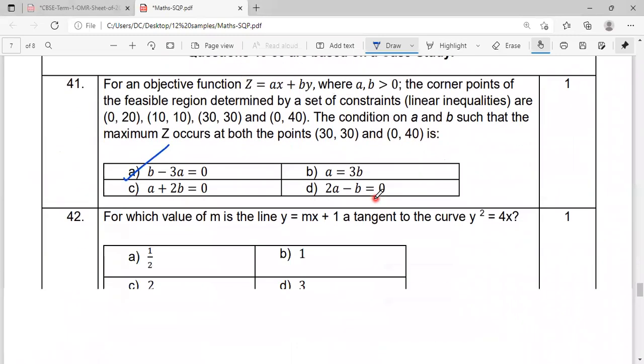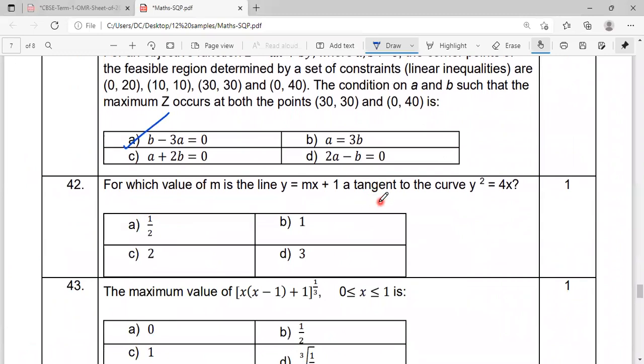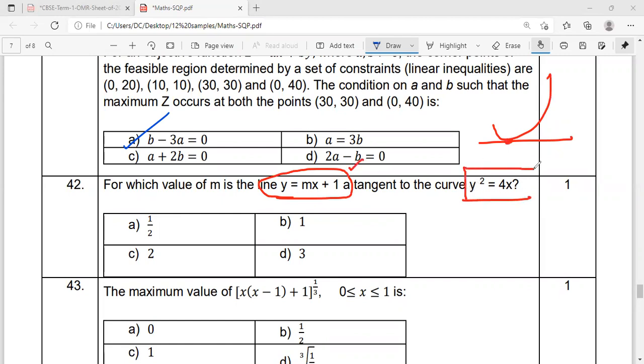Now, for which value of m is the line a tangent to the curve? If you are okay with this, you have this curve, and for what value of m, since this is a straight line touching this curve at one point, when you solve these two equations, you should get exactly one root, only one value of x, because this is a tangent to this curve, no?